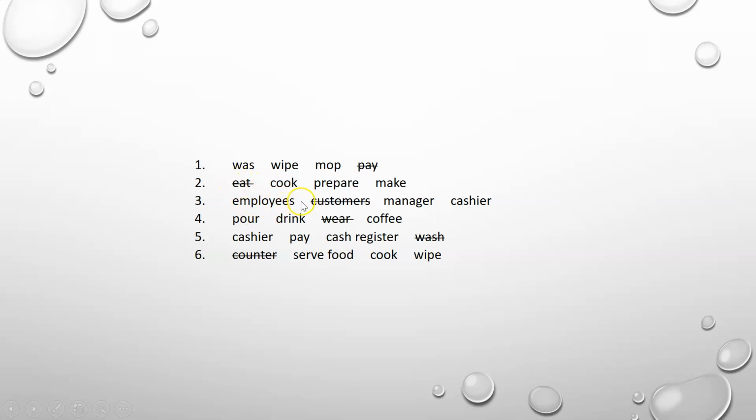Number 3, employees, customers, manager, and cashier. Looks like employees, a manager, and cashier are people who work in a restaurant, okay?